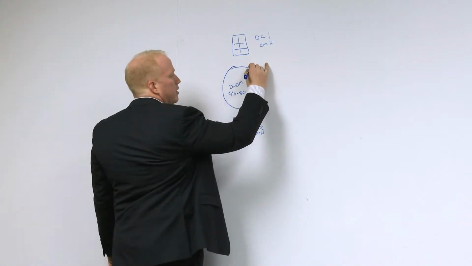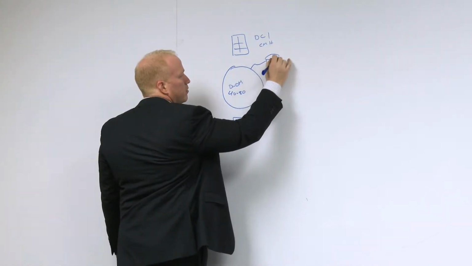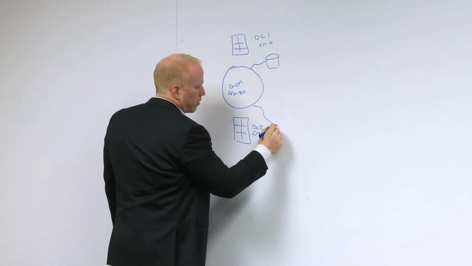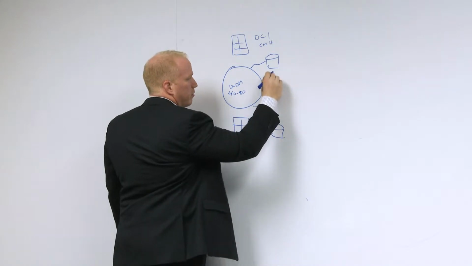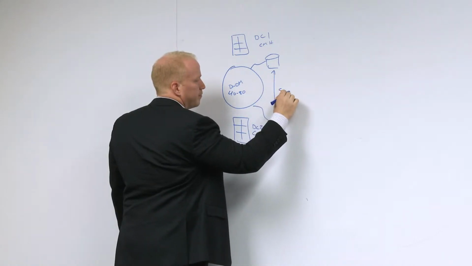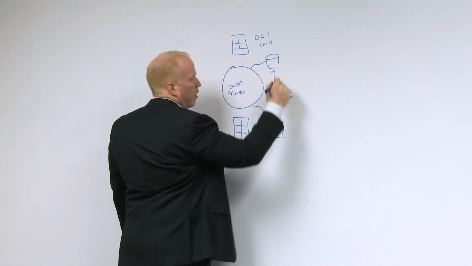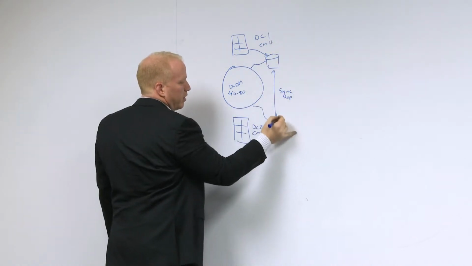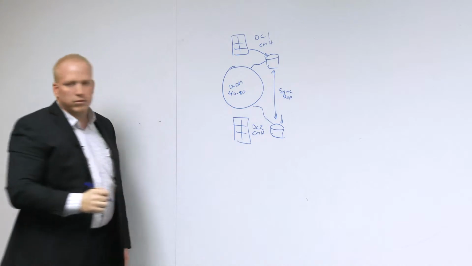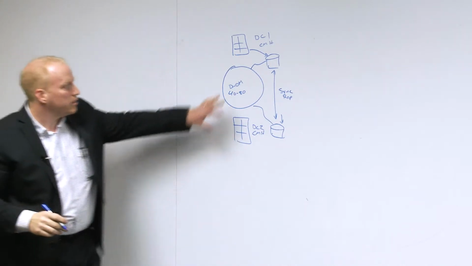What we do is we attach our SAN to that network in both locations, and we do what's called synchronous replication between the two. Every time that a change is written here, a change is written here. So at all points, the data is consistent between the two.